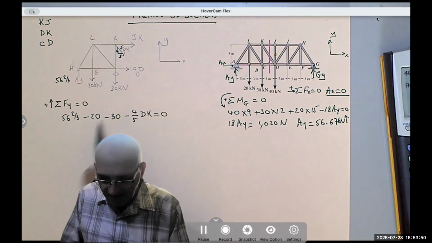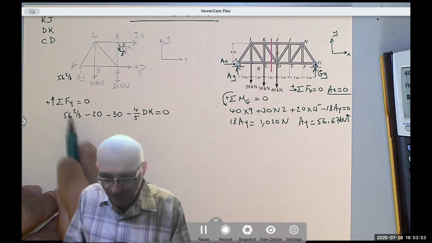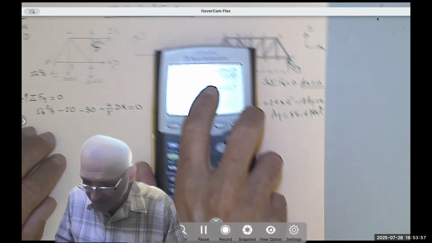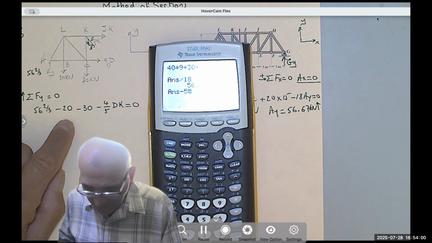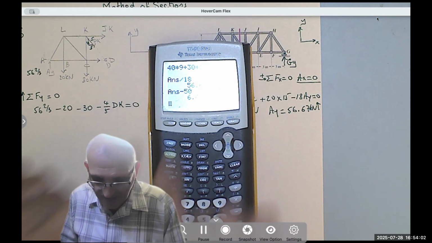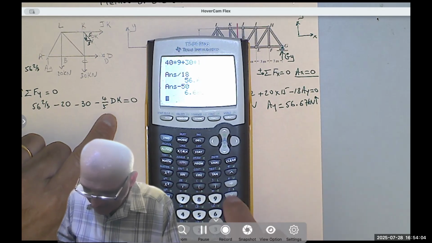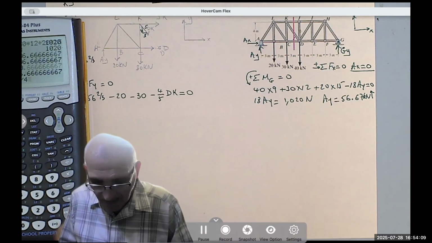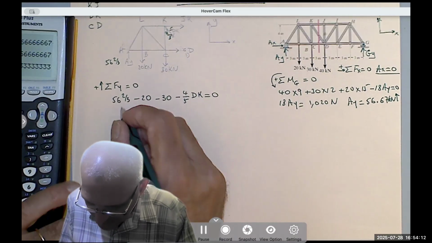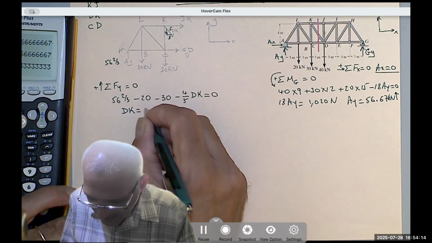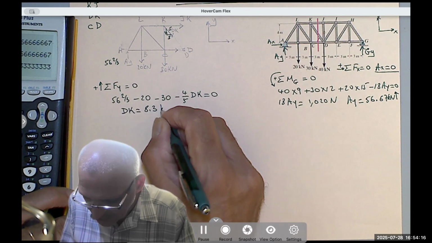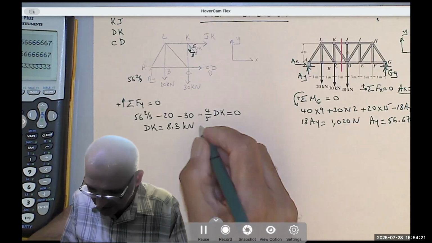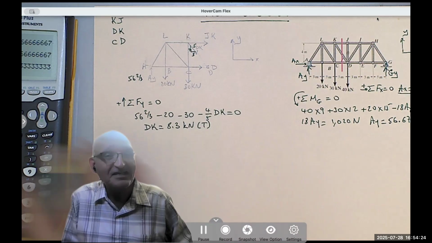So really I get, this is 50, so I get 6 and 2/3 times 5 over 4. Let's do that. I'm going to subtract 50 from it. Notice when I move this to the other side, it becomes positive, and then multiply by 5 over 4. And that gives me the force in DK is 8.3 kilonewton positive, meaning I was assuming it's tension, and it is really tension. See how easy it becomes?